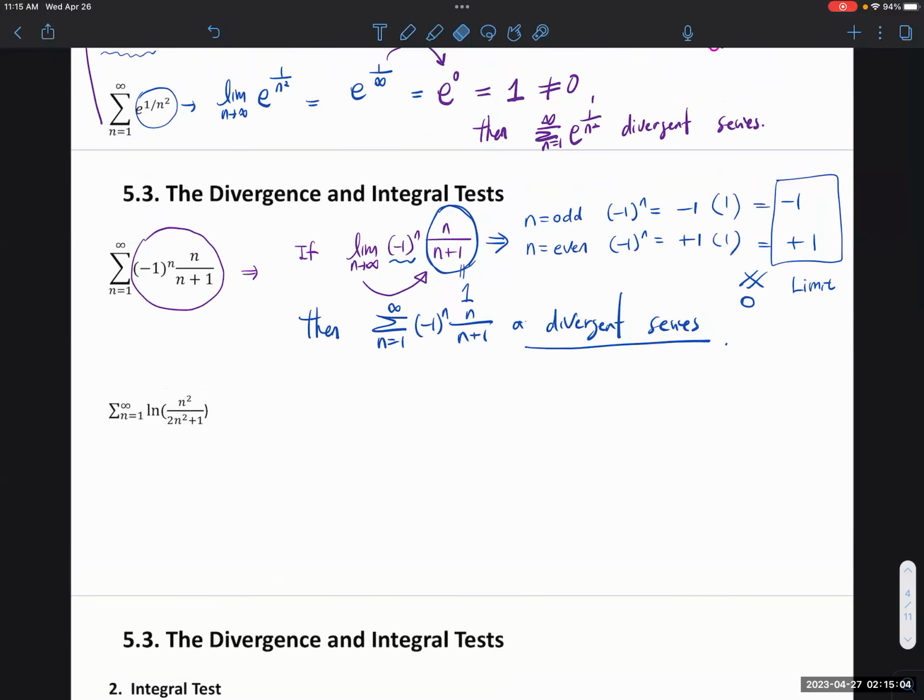So when you look at that, let me just get rid of it. Here, 1. So the limit has two cases. When n is odd, you always get -1. If n is even, it's always +1, which is not 0. Therefore, the series of this function will be a divergent series. Good.